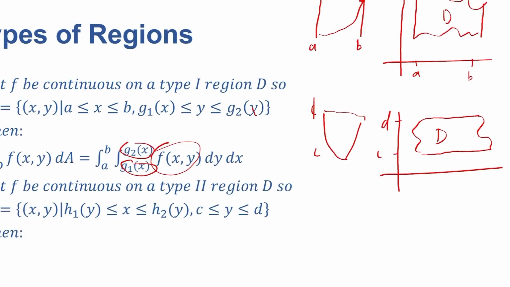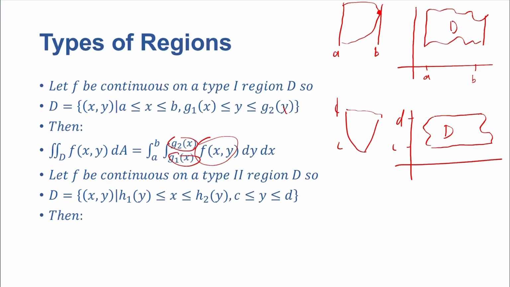In this case, we want to integrate over the domain D the function f of x and y dA, integrating between c and d, and then integrating between h sub 1 of y and h sub 2 of y, f of x, y, first with respect to x and then with respect to y. So this is how we do these double integrals.